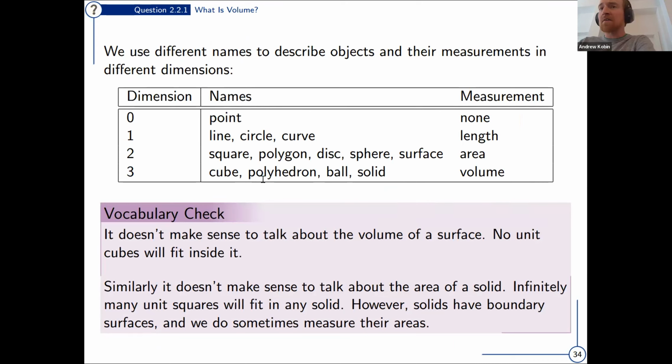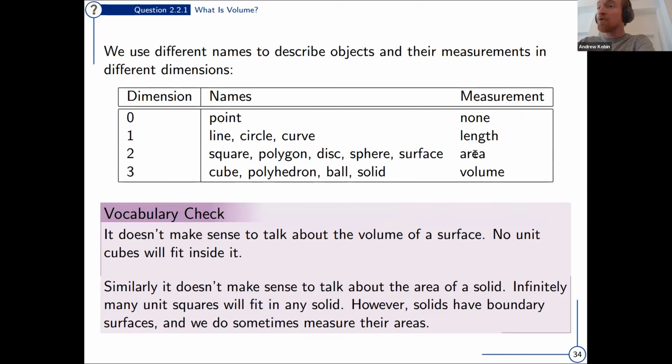Here's a more complete list of objects or regions that possess a certain dimension. Here's some 1-dimensional figures that you might already be familiar with. Here's some 2-dimensional figures that I hope you're familiar with in general, but specifically in this class, we'll be trying to make measurements on these types of objects.